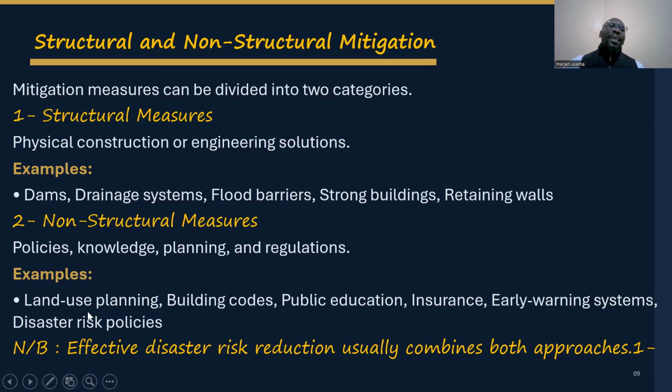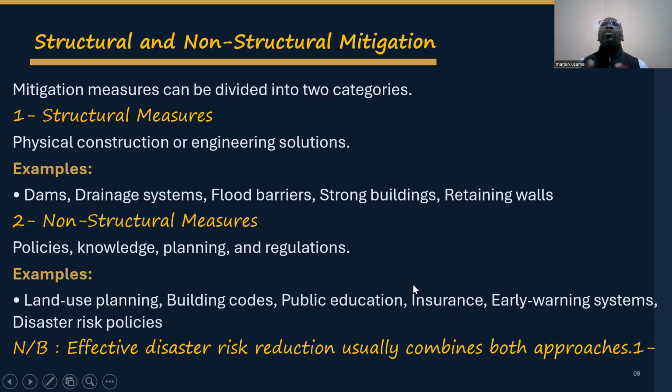So examples here: land use planning. The government can come up with a policy. How do we use our land? Building codes. Before you build any house, there need to be some codes. You all know as project managers. Public education, insurance, early warning system. So the keyword here is that effective disaster risk reduction usually combines both approaches.